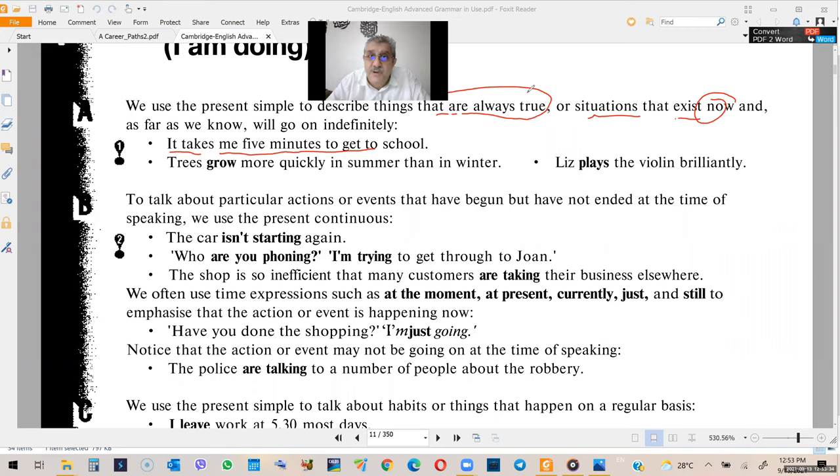Every day. The trees grow more quickly in summer than in winter. So trees, the subject is plural, grow more quickly in summer.